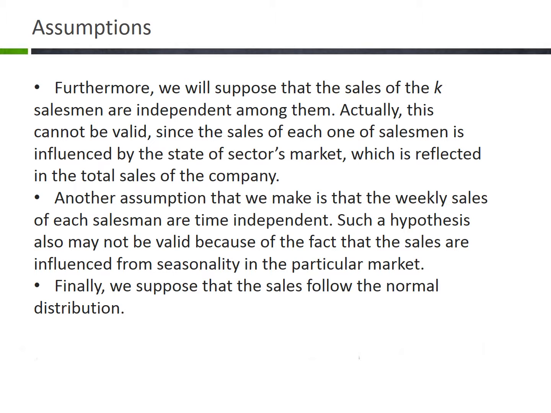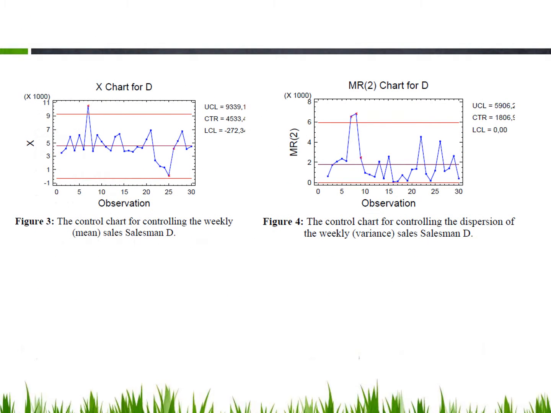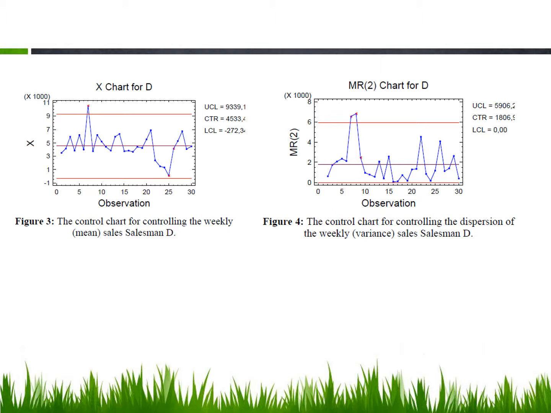This hypothesis is verified. Applying Shewhart type control charts for individual observations Sij to each one of the K salesmen, ignoring the cross correlation and also ignoring the autocorrelation of measurements, we may draw the wrong conclusion that the sales activity is out of control. We can see the X chart for salesman D and the MR2 chart for D. In figure 3, the control chart for individual observations for controlling the mean weekly sales is shown. In figure 4, the appropriate control chart for monitoring the variance of sales activity for salesman D is given.